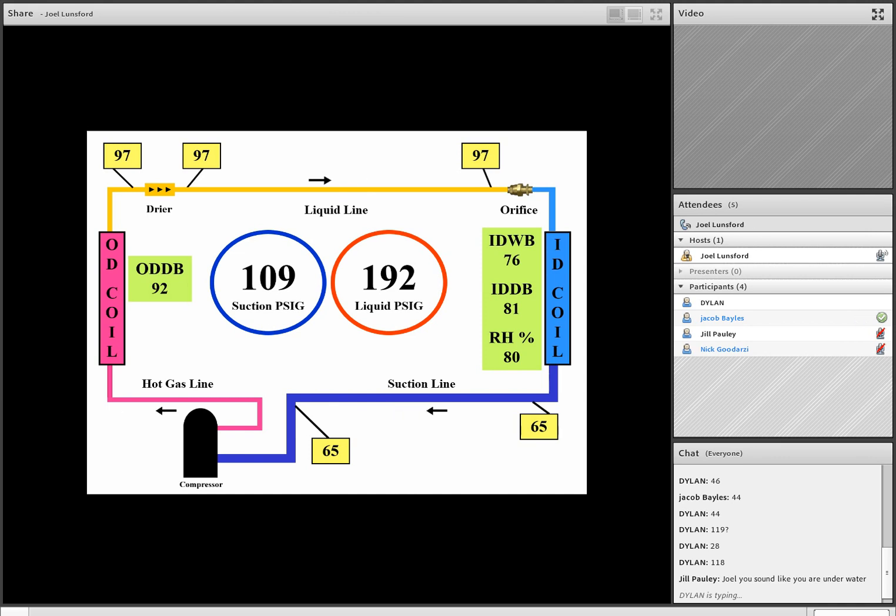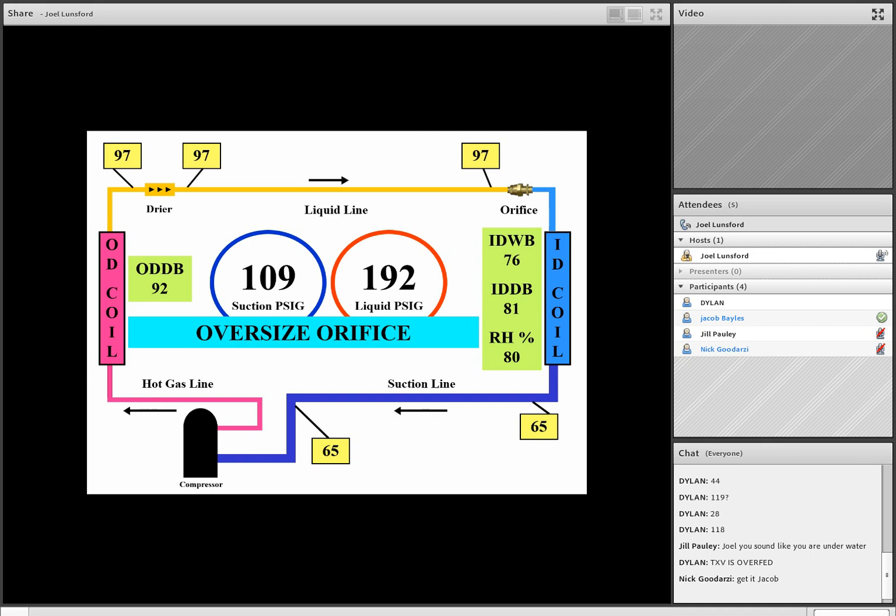What's the problem? Overfeeding, oversized or whatever. Excellent. Give yourself a star. Oversized orifice. So whatever reason, maybe this is the initial install, and they got the wrong piston in. And sure enough, I'm flooding the indoor coil, emptying the outdoor coil, driving the suction pressure up and driving the liquid pressure down. It works every time. Any questions or comments on that first service call that we did?